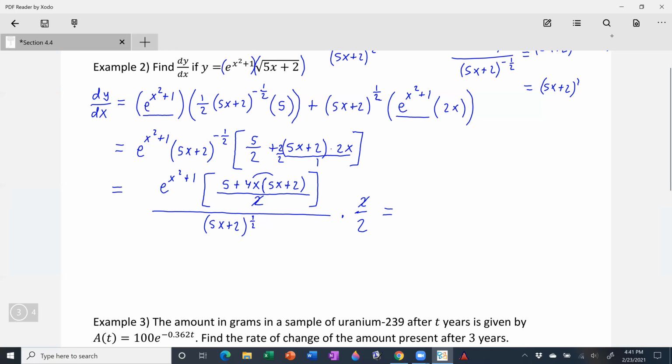Let's see right here. How about 4x times that 5x? So let's write this as e to the x squared plus 1 times, okay, and then in here that 2 is canceled. I've got 20x squared plus 8x, and then there's that plus 5.